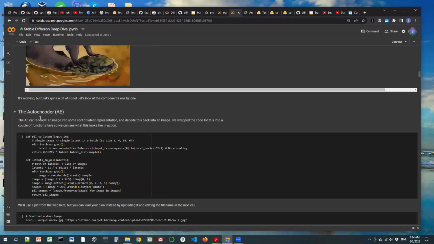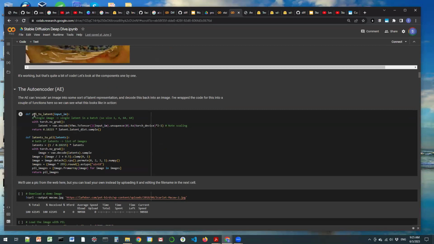So now let's look at the autoencoder. This is where I believe you can get a much better idea of what's happening, because basically it has two functions, pillow to latent and latent to pillow, with pillow being just a basic image.